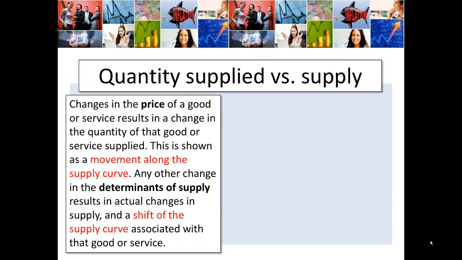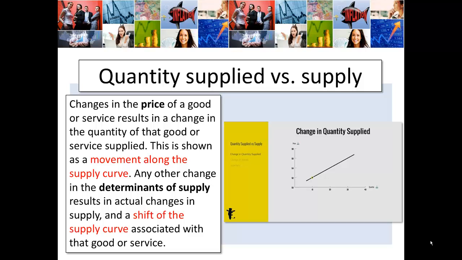And finally, quantity supplied versus supply. Just as in demand, it's a very, very important distinction to make. So changes in the price of a good or service result in a change in the quantity of that good or service supplied. And that's a movement along the supply curve. Any other change in the determinants of supply results in actual changes in supply, and that's a shift of the supply curve.